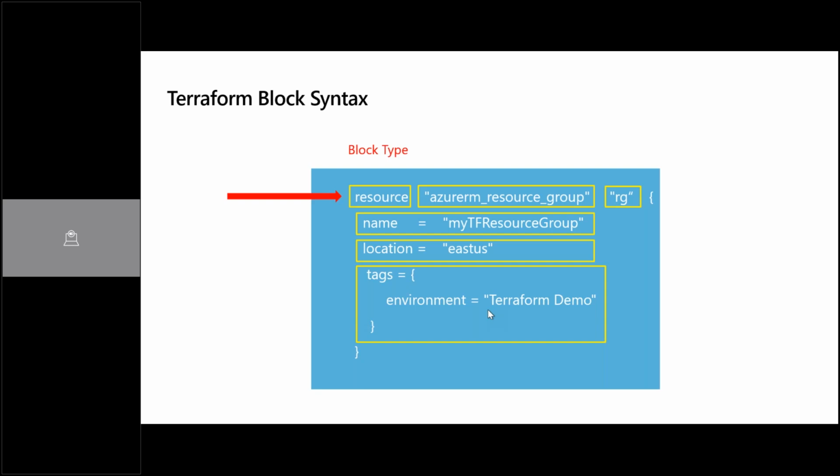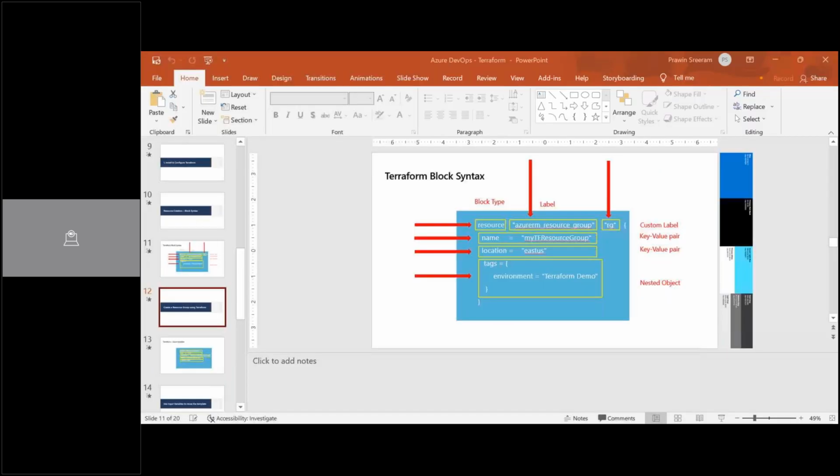So it is called block type, label, custom label, a key value pair, another key value pair. The key value pairs change based on the type of the resource you are creating. Name and location are the only properties that we need to provide for a resource group. But for other resources, we need to add more key value pairs. That's the only thing that we should do in Terraform. The rest of everything will be the same. And here it is a nested object. Okay, that's what we did. So let me quickly show you the code.